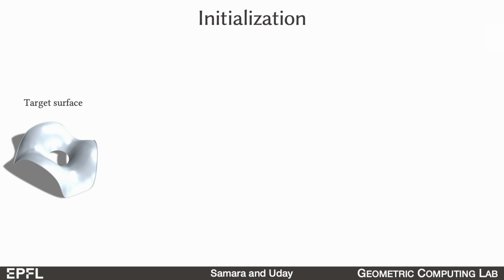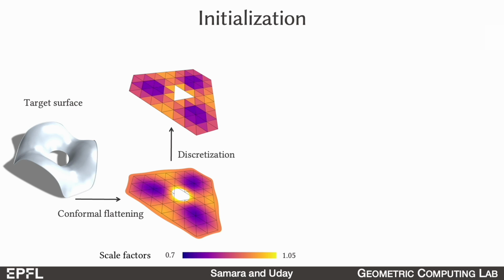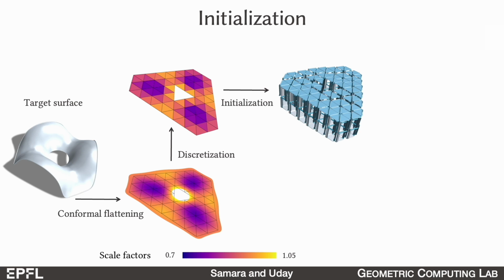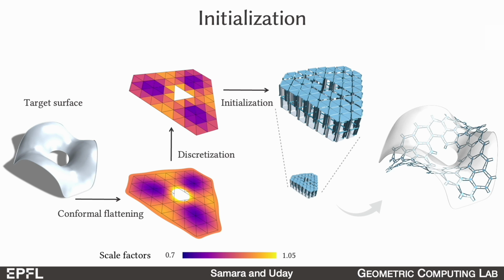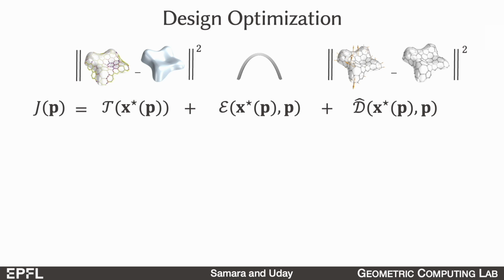Here is an overview of our computational pipeline. We start with the target surface, conformally flatten it to the plane, then we overlay the 2D domain with a regular triangular tiling and use the scale factors to initialize the umbrella units. If we deploy the structure with these initial height values, we see that it goes close to the target surface, but it's not perfect, warranting optimization. As discussed before, the design objectives include target surface approximation, low strain energy, and low separation forces.